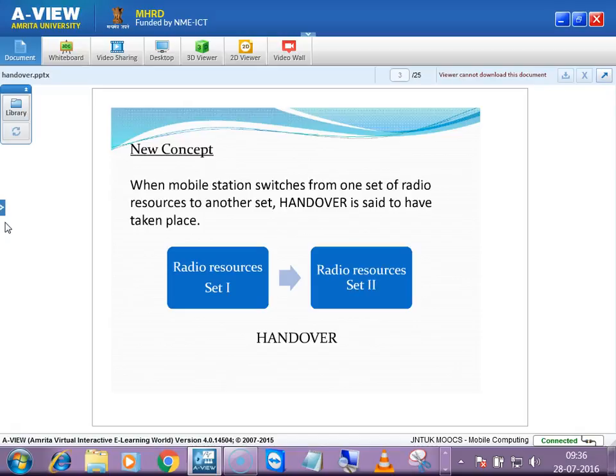What happens? When you are communicating with base station 1, you will be allocated certain resources, in terms of frequency and time. These two things only you will be allocated. By using these two things, you will be transmitting your data at a particular point of time with some frequency. That is nothing but resources allocated to you. So whenever you are connected with base station 1, resources are allocated to you.